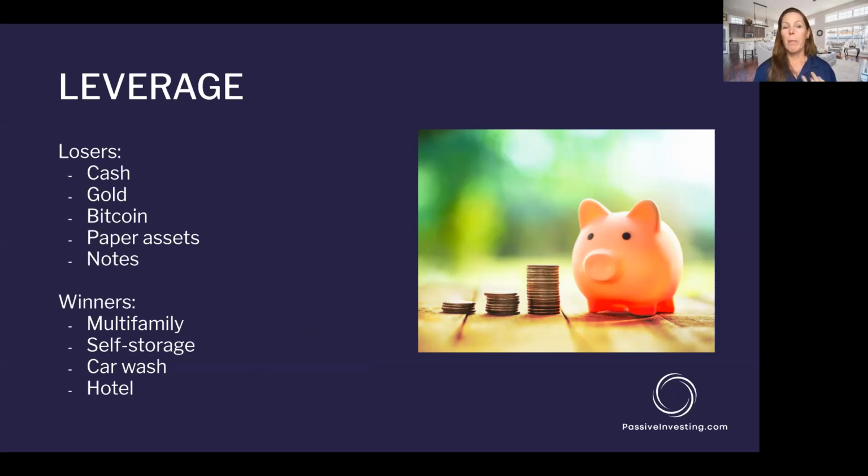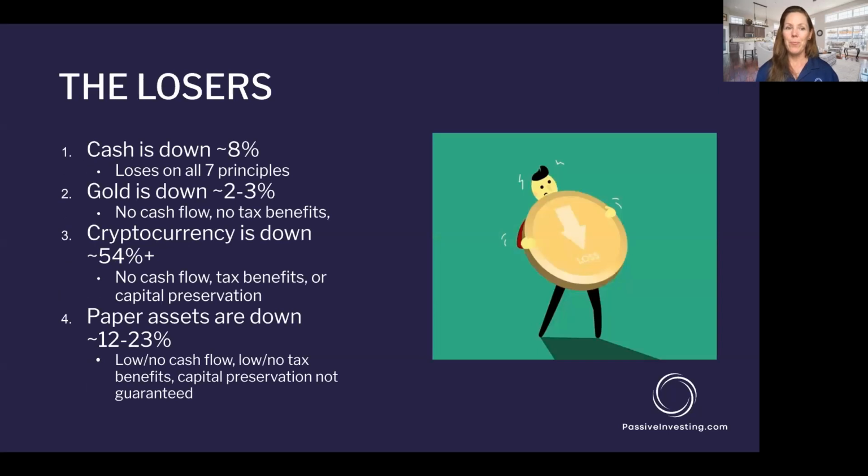So who's winning, who's losing? Cash, gold, Bitcoin, paper assets, and notes. They don't have any way of taking advantage of leverage. Now there are funds out there that you can invest in, but guess who's the leverage? You are. Winners: multifamily, self-storage, car washes, and hotels, because you can actually be on the equity side of the deal and take advantage of the leverage.